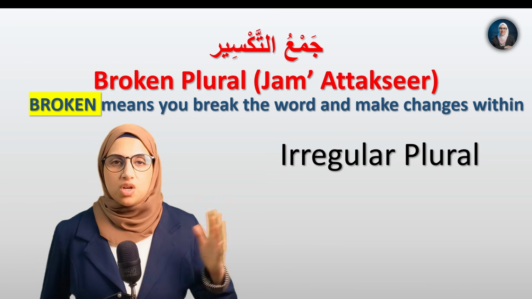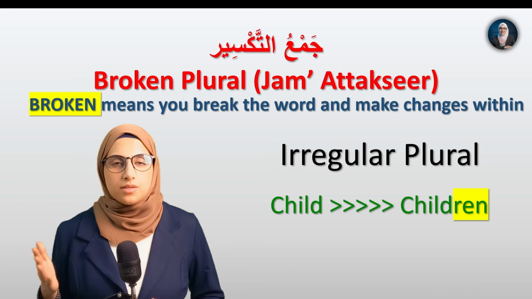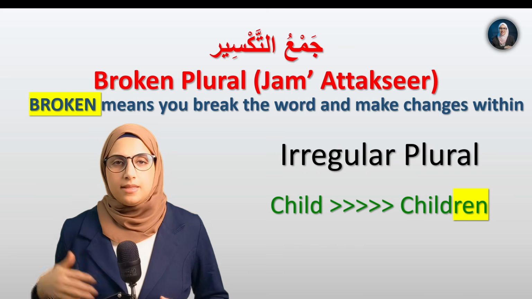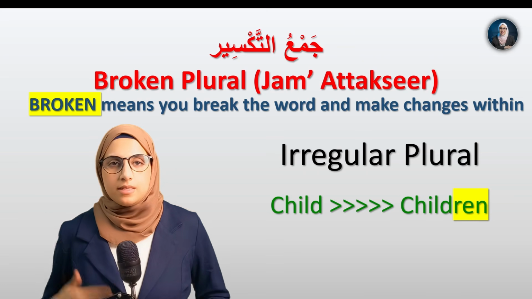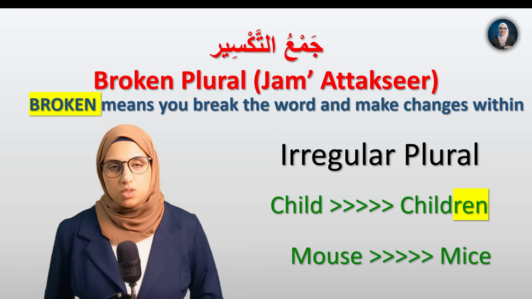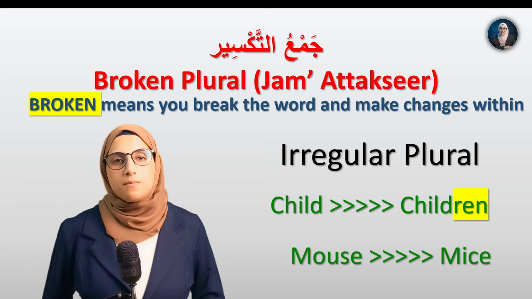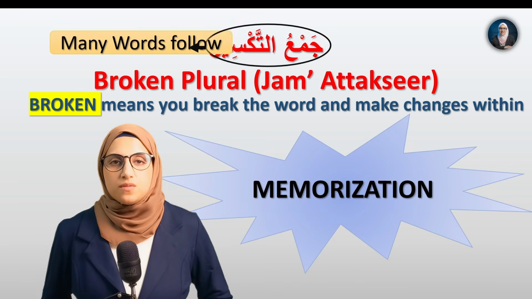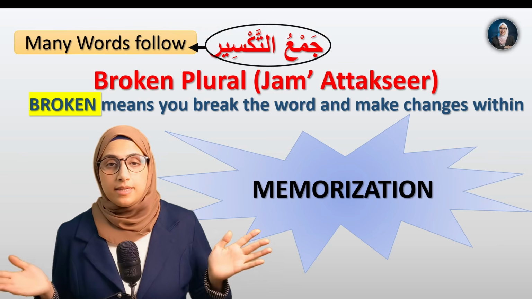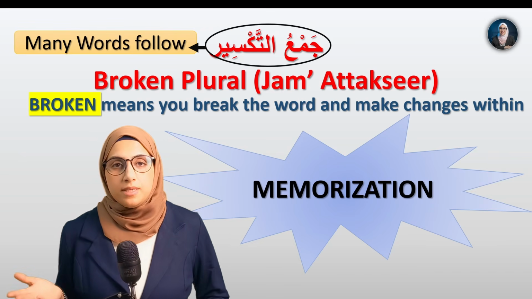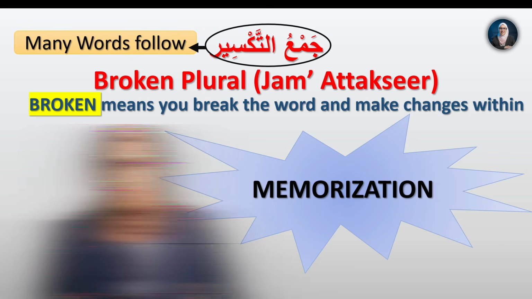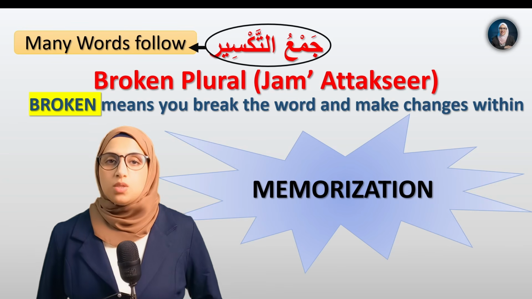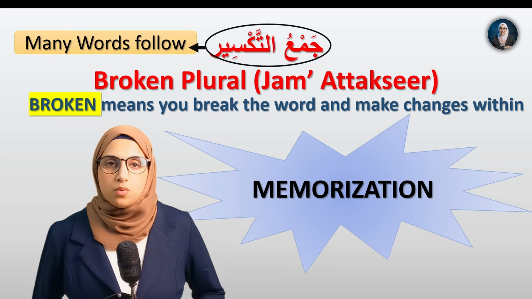When you want to make child as children, you put ren at the end. Mouse, mice. There is no rule for such words. You just learn them by memorization. And the words that follow this kind of jam' in Arabic are so many, including human or non-human words. So make sure when you learn a new word to learn its plural form.